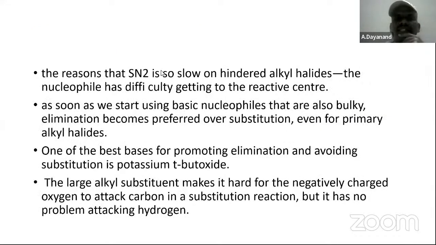The reason that SN2 is so slow on hindered alkyl halides is that the nucleophiles have difficulty reaching the reactive center. As soon as we start using basic nucleophiles that are so bulky, elimination becomes preferred. We will see examples of bulky groups too. Bulky groups such as NMe3 plus, that is, tertiary or quaternary ammonium, or N-oxides, or SOCl2 and similar, are bulky leaving groups.